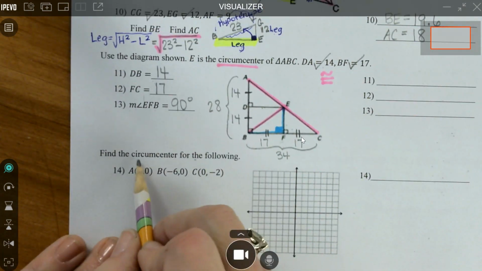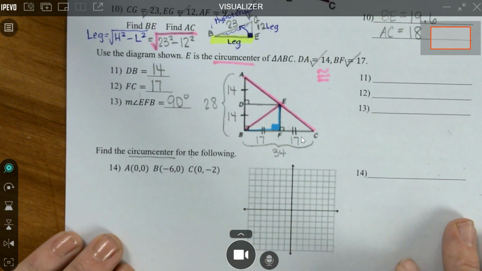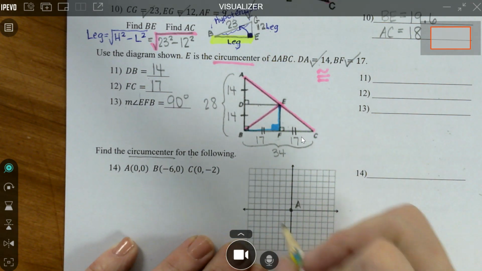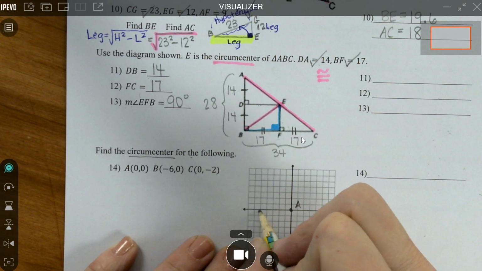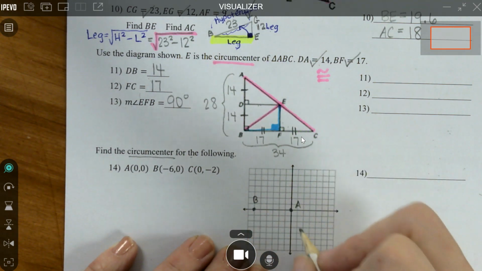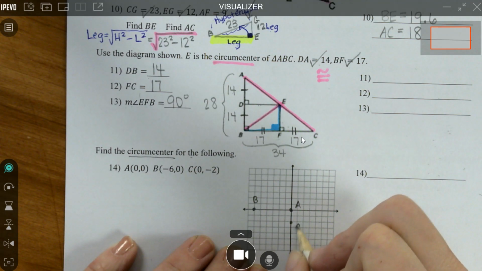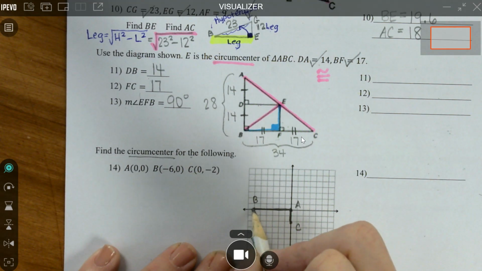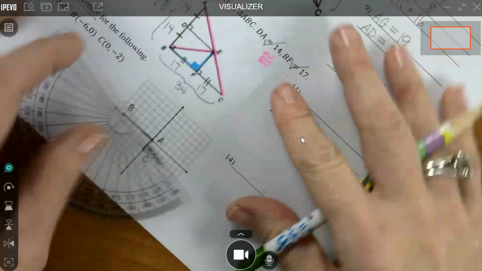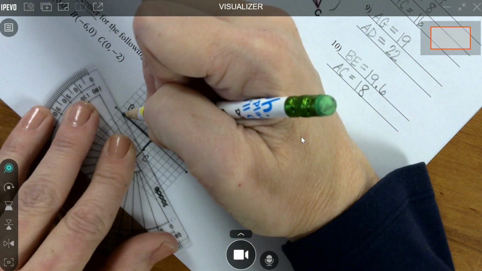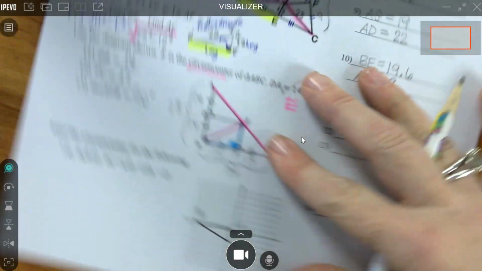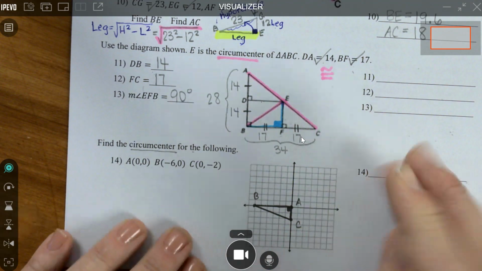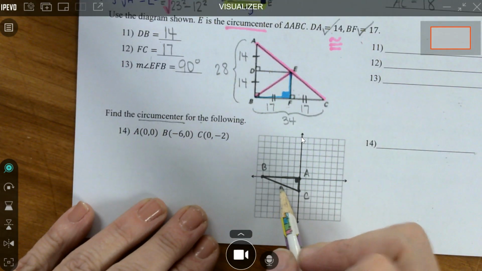For 14, we are going to graph and then find the circumcenter. Okay, so on the graph, 0, 0 is A, -6, 0 is B, and C is 0, -2. Okay, so this is my triangle. And please use a straight edge when you connect the hypotenuse because you need it to be precise. All right. Now, all right triangles, their circumcenter is going to end up on the hypotenuse.